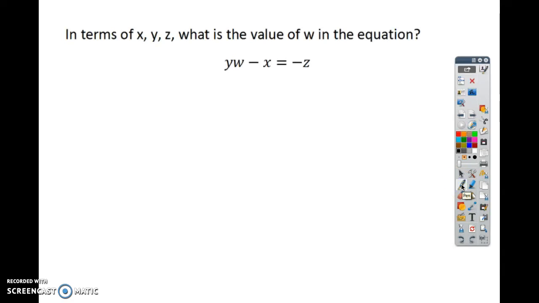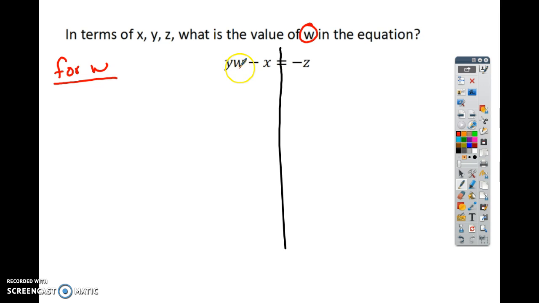This is called the literal equation because it has all letters. So when you're solving for one of the variables, in this case w, you have to ask yourself what is happening to w. So we're solving for w. What's happening to my w right here? It's being multiplied by y. So you should have written that down. And what else? It's being subtracted by x.